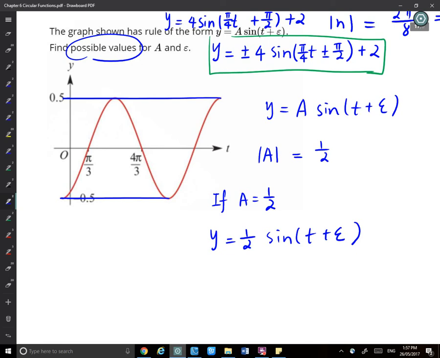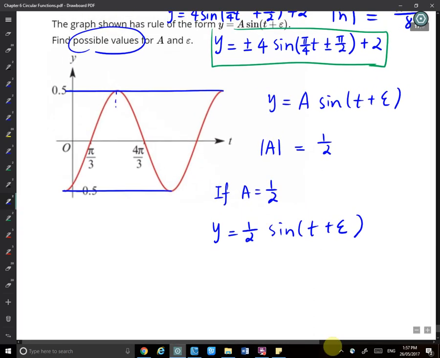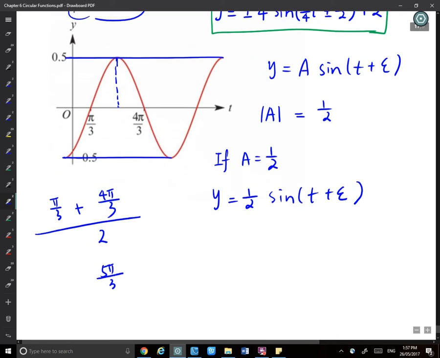It will be the best way. So what I have in between must be the middle. It's a symmetrical graph, sine cosine symmetrical graph. I have pi over 3 as one intercept, and the other one is this one. I will divide that by 2. I have 5 pi over 3 and divide by 2, so that's 5 pi over 6. Okay, 5 pi over 6 and a half.